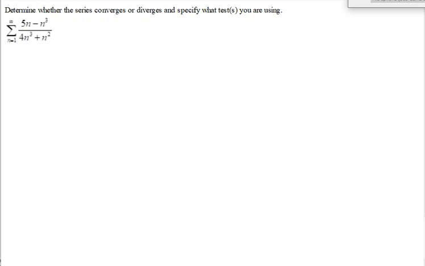Notes for AP Calculus on the topic of the divergence, also called the nth term test, the p-series test, and the integral test. These say determine whether the series converges or diverges and specify what test or tests you're using. So, the first one that you can apply easily is the divergence, also called the nth term test.